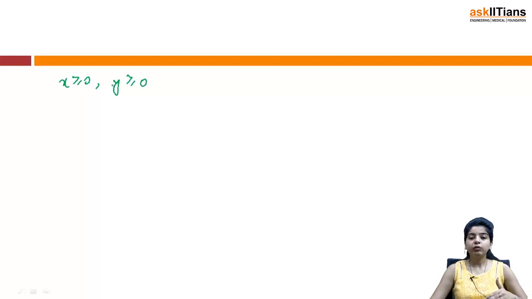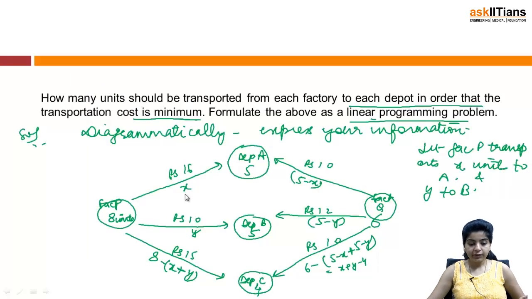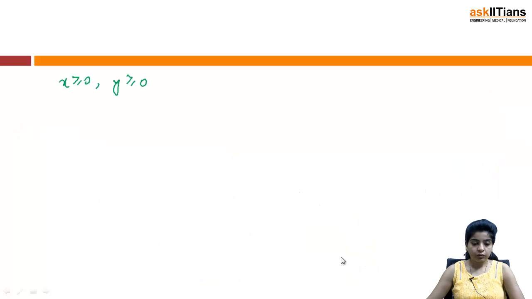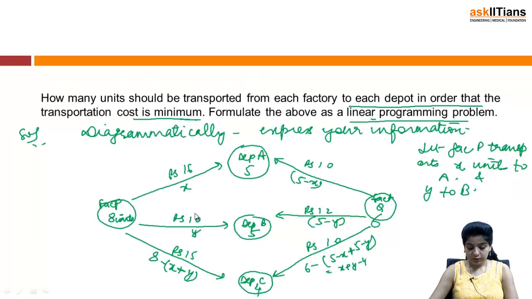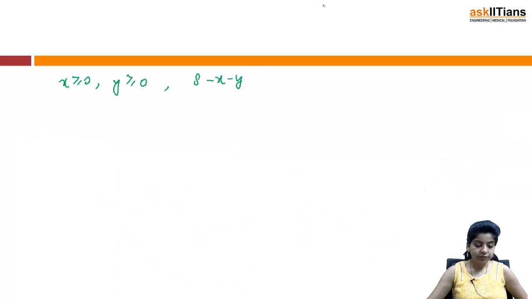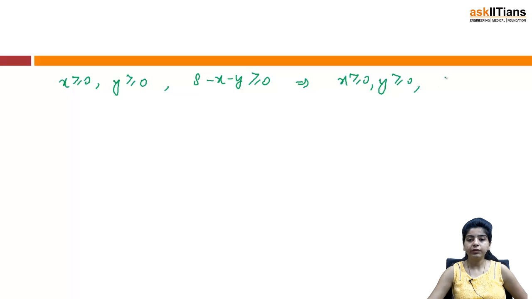plus the minimum requirement. The requirements are always non-negative. So X is positive, Y is positive, this is positive. Similarly, this and this, all quantities would be positive. So I have X is positive, Y is positive, then 8 minus X minus Y is positive, right? So this just gives me X and Y positive, and then X plus Y is less than or equal to 8.